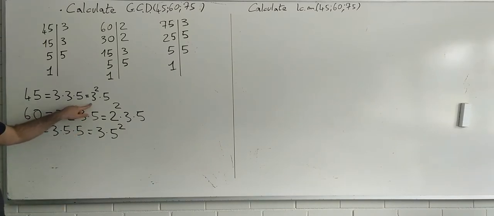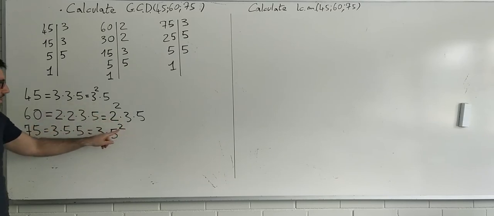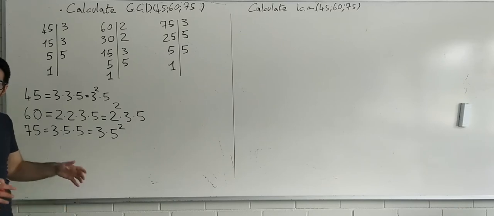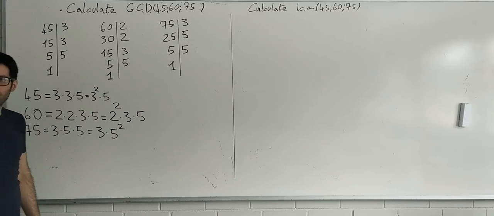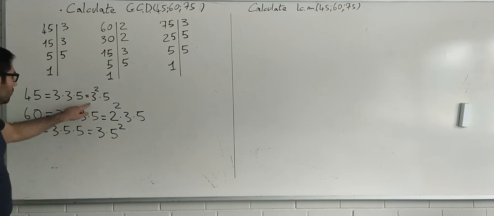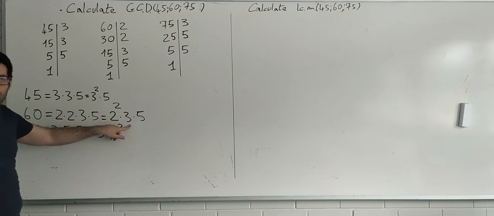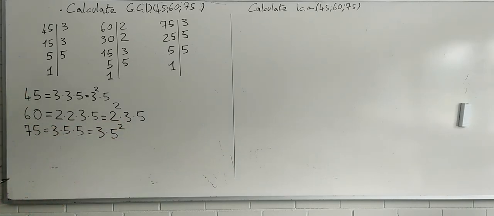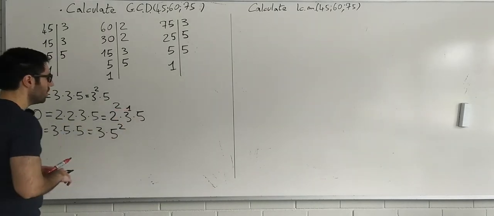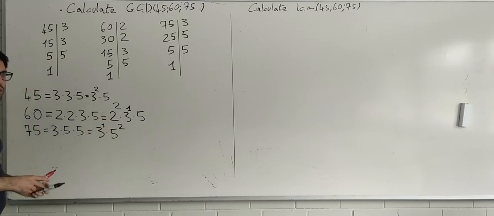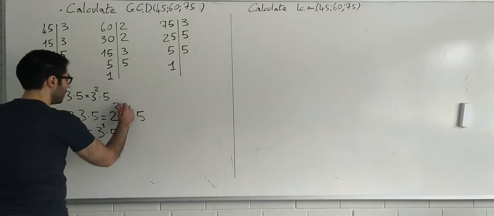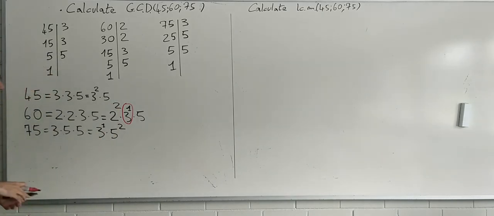Let's see 3. We have 3 to the power of 2 here, 3 here, and 3 here. So it's a common factor. All 3 have it at the same time. Therefore, we can take it. But we have to take it with the lowest exponent and only one time. So 3 to the power of 2 is surely bigger than 3 to the power of 1. Here also we have 3 to the power 1. So we can only take 3 to the power 1 only one time. So you choose from which one you want to pick it. I'm going to pick it from here. That's okay with you?